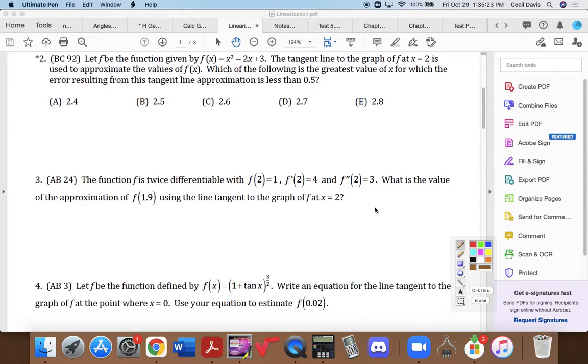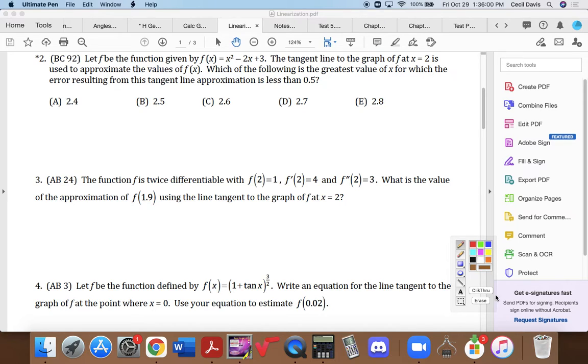All right, so this is a calculator active problem, obviously. Let f be the function given by f of x equals this quadratic. The tangent line to the graph of f at x equals 2 is used to approximate values of f of x. Which of the following is the greatest value of x for which the error resulting from this tangent line approximation is less than 0.5? All right, so the error is going to be the difference between what the tangent line says it is and what it really is.